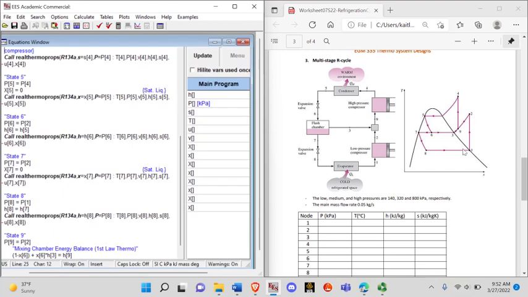So 1, 2, 3. We're going to change state 7 to state 4 for the sake of this property plot. State 7 is now 4 for the TS. And if you were to compute COP or energy values, do not use these new values. This is just for the sake of creating this TS diagram. Okay, so state 7 is now state 4.